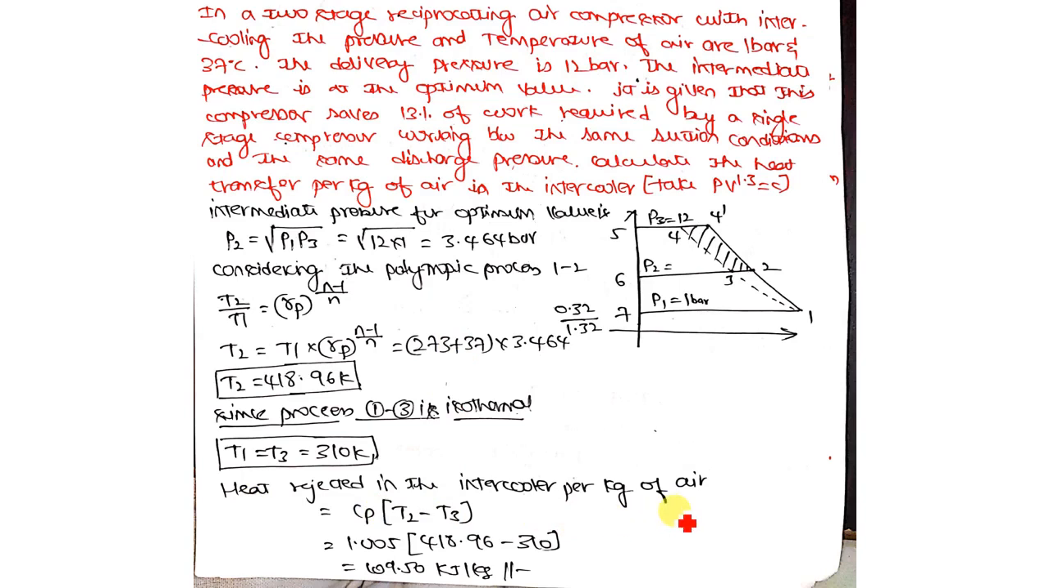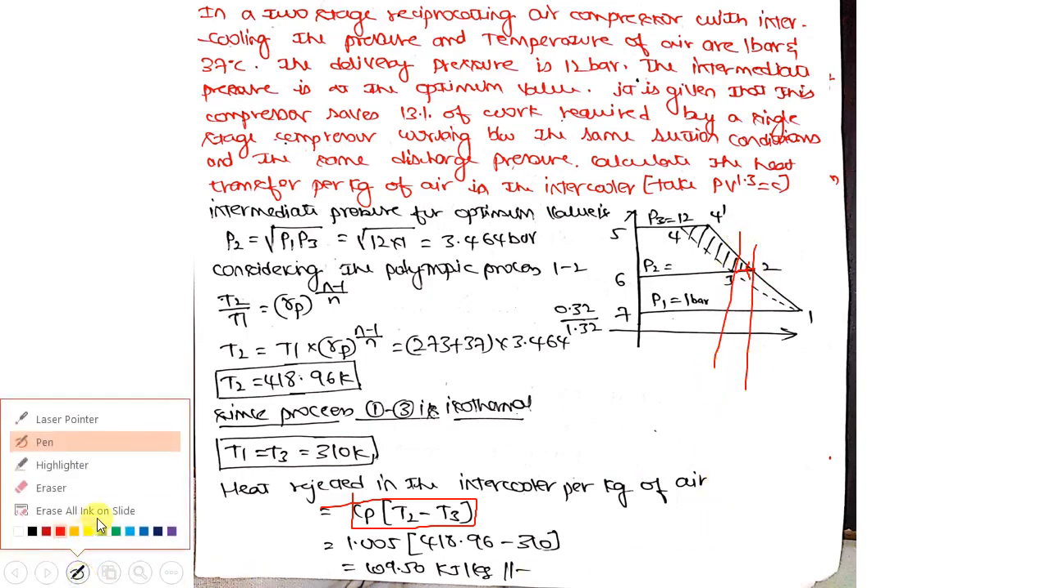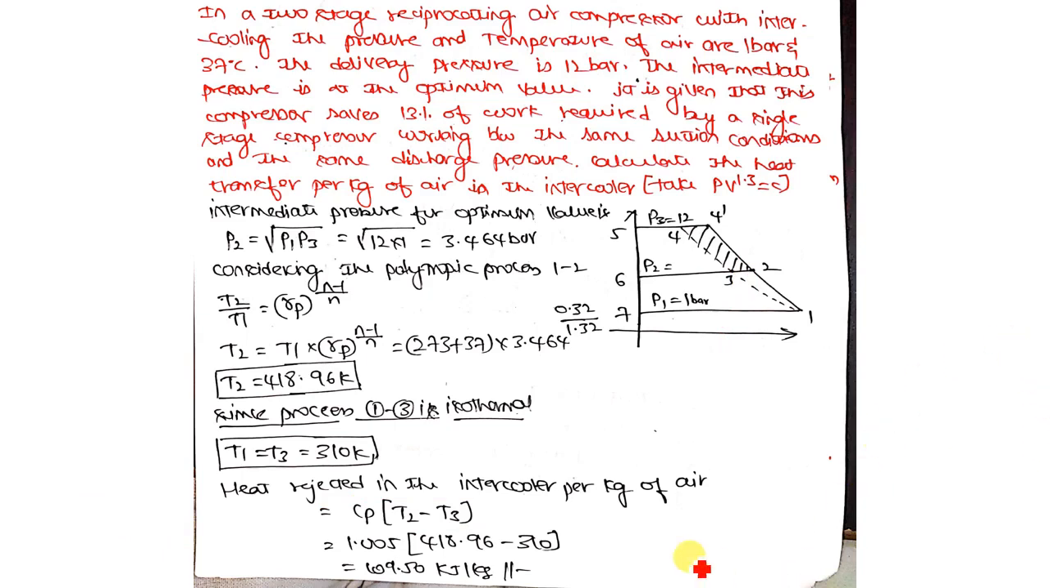I am marking with a red line here. That is the intercooler part where your temperature would be reduced from T2 to T3. Okay, that is why the intercooler is there. So for that intercooler, heat rejected is Cp into (T2 minus T3). You know the value of T3, you have calculated the value of T2, then this is the value of heat rejected in the intercooler.